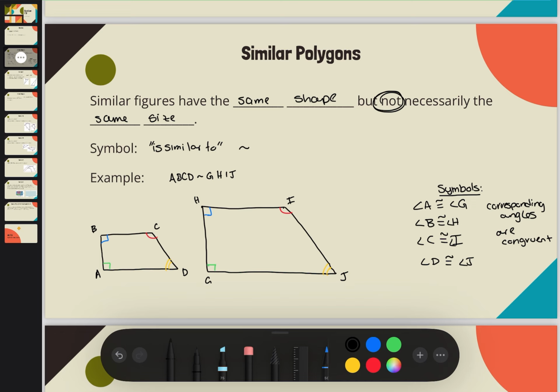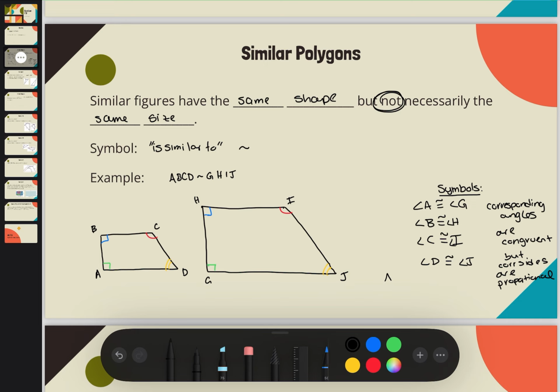But the sides are not congruent. You guys have dealt a lot with congruent triangles, different types of congruent figures where you had pairs of corresponding sides and angles that are all congruent. In the world of similarity, it's a little bit different. So corresponding angles are congruent, but corresponding sides are proportional. So that is why we needed to talk about proportions before getting into similar figures.